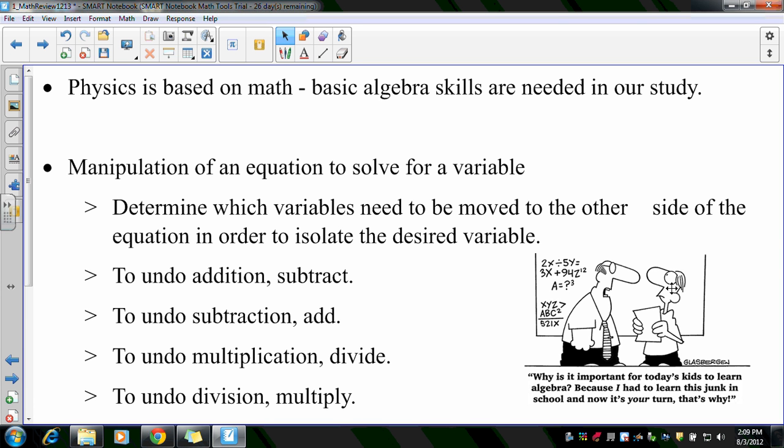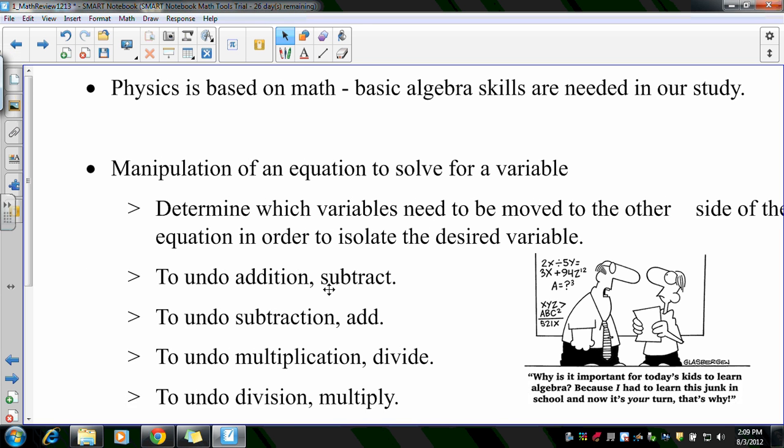So the first thing we need to do is review how to manipulate an equation. The idea is you need to move variables around so that on one side you have the variable you want and on the other side you have everything else. And to do that you have to undo whatever the function was. So for example, if you had something that was added together, to undo addition, you subtract.